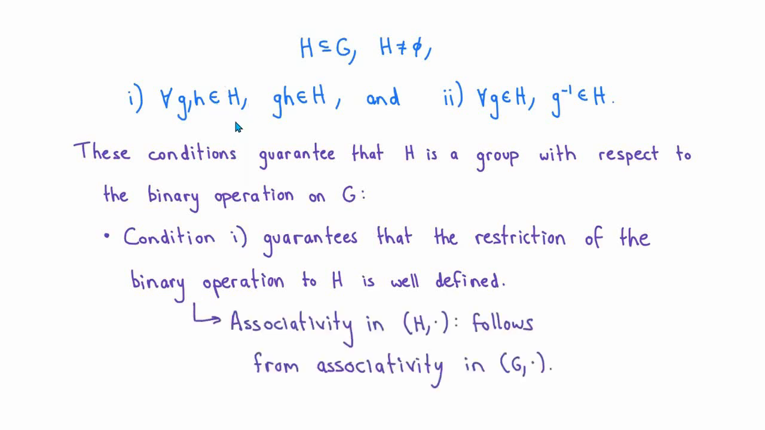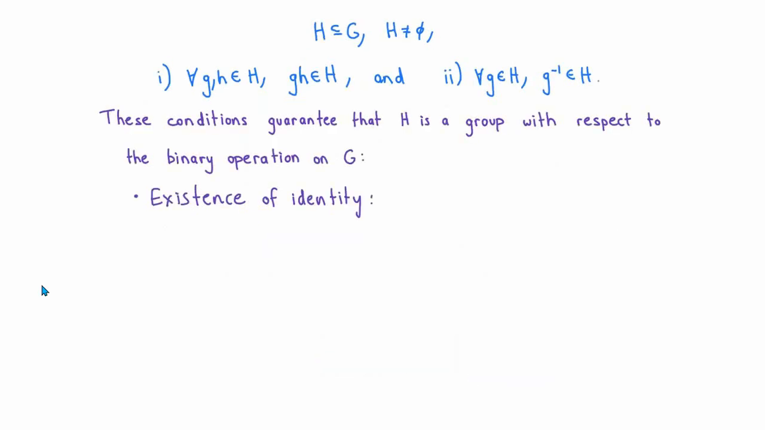Now, once you know that the binary operation is well-defined, the associativity of the restriction of the binary operation to H follows directly from the associativity of the binary operation on G. That's because a product of any three elements in H is also a product of three elements in G, and we already know that it doesn't matter how you put the parentheses on when you're multiplying three elements in G. So associativity is immediate in this case. Now, the next thing that we need to show in order to establish that H is a group is the existence of an identity element.